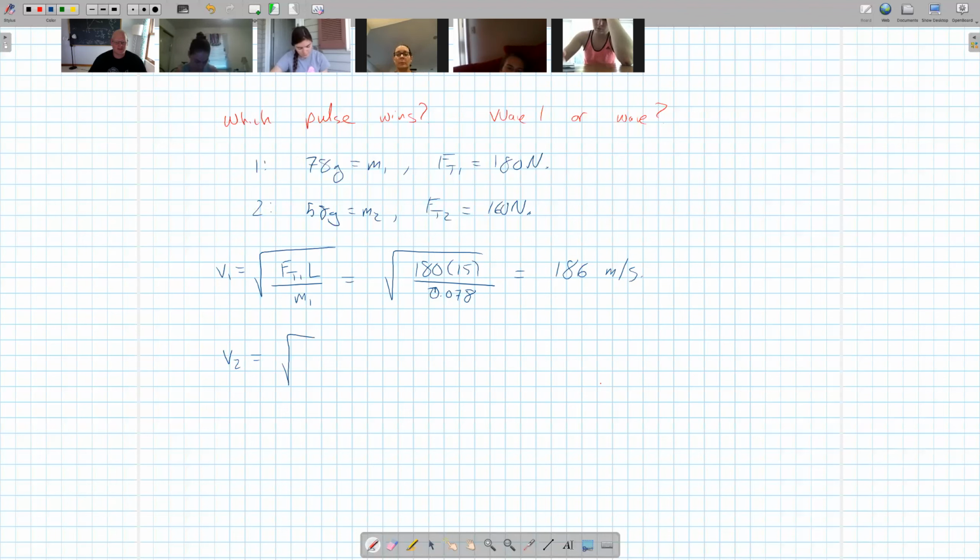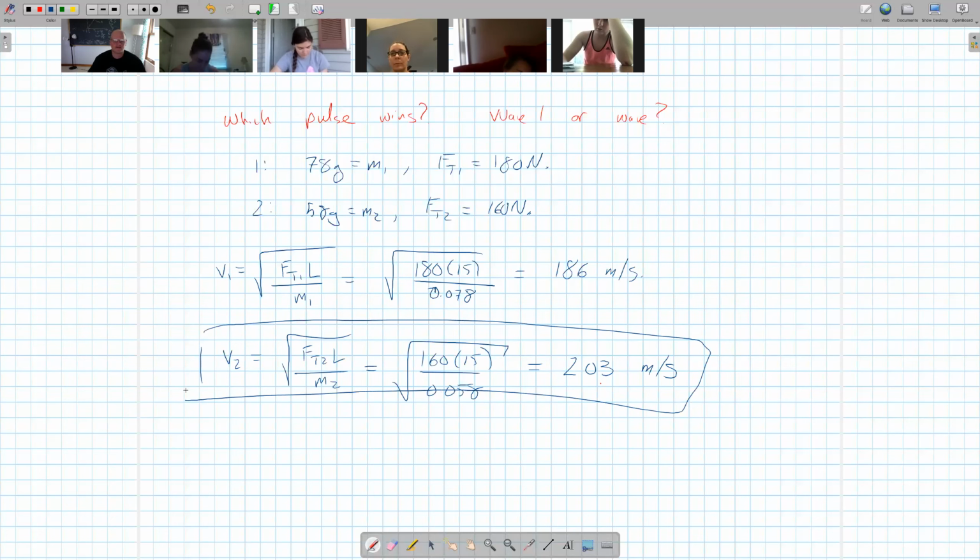V2 is then going to be equal to the square root of Ft2 times the length divided by M2, which is then going to be equal to the square root of 160 times 15 divided by 0.058. Plugging in our numbers, what we find in that case is Tara was absolutely correct. The second wave wins.